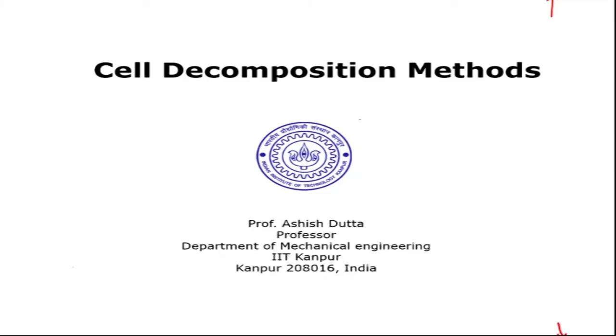methods. That is, how do you break the free space and the obstacle space into a number of cells, and then how do you find a path which will take you from the initial point to the goal point. Okay, today we'll be looking at cell decomposition methods, which is the next method after roadmap. So very quickly, I'll complete a couple of points which are still left for the roadmap method and then move on to the next topic, which is cell decomposition methods.